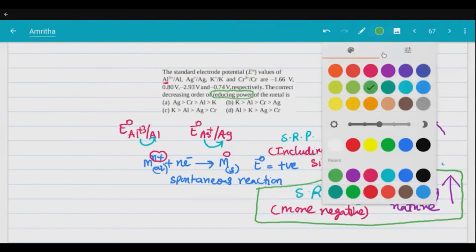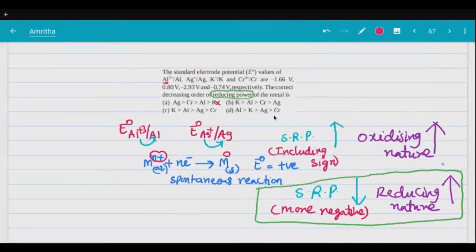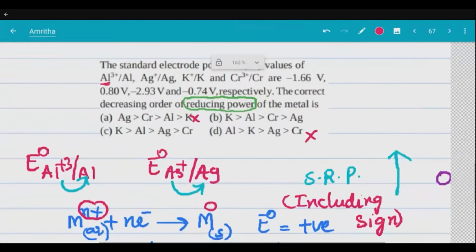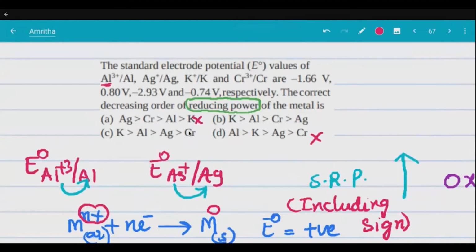So you can eliminate and ignore these options, they are not correct. It is either B or C. But in B or C, silver is positive while all others are negative, so silver should be least. If it is more negative, it is a good reducing agent. On the positive side, it is a weak reducing agent. Understood?